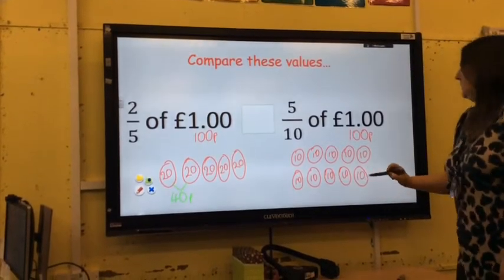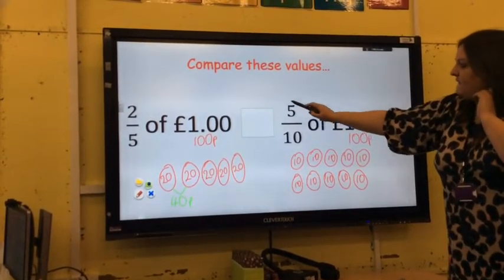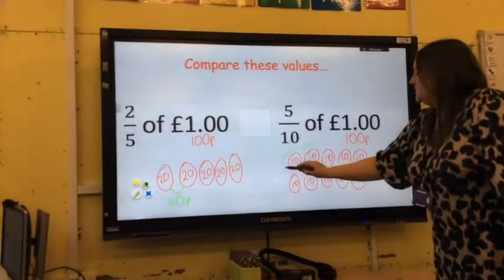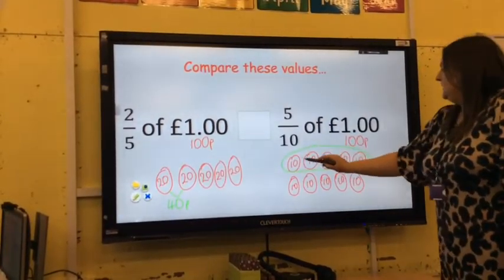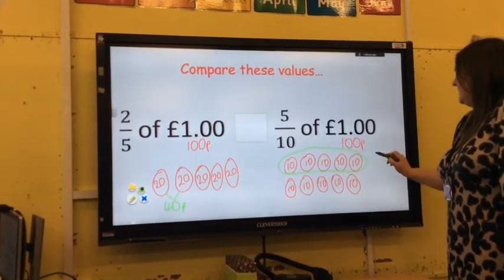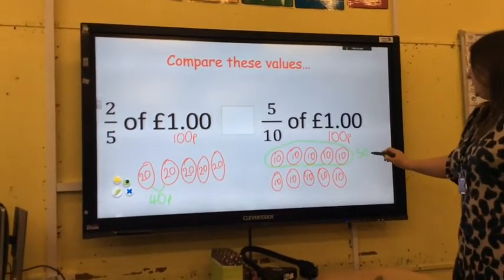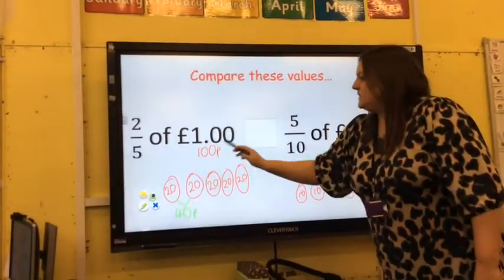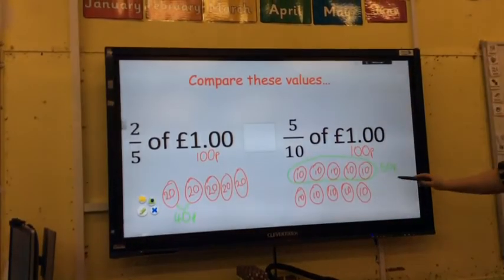And this time I want to know how much is in 5 groups. So these are 5 groups here. They're each 10: 10, 20, 30, 40, 50. And don't forget to put your pence on afterwards. Okay, so which is larger? 2/5 of £1 or 5/10 of £1?